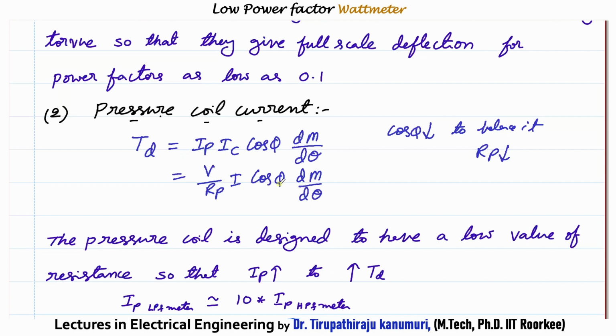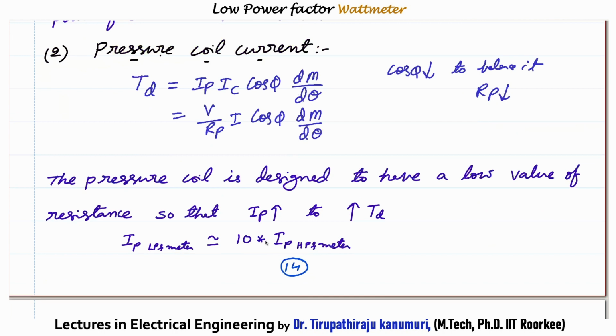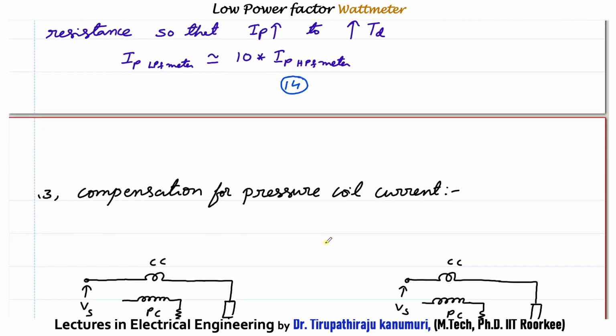So that's why practically in the case of low power factor type wattmeter, the pressure coil is designed to have a low value of resistance so that the IP is increased. That will increase the overall deflecting torque, or it will counterbalance the decrease in deflecting torque due to decrease in cos phi. That is the basic concept. So practically in low power factor type wattmeters, the current passing in the pressure coil will be nearly 10 times the current passing in normal type wattmeters, or wattmeters which are used for high power factor applications. So those changes are required.